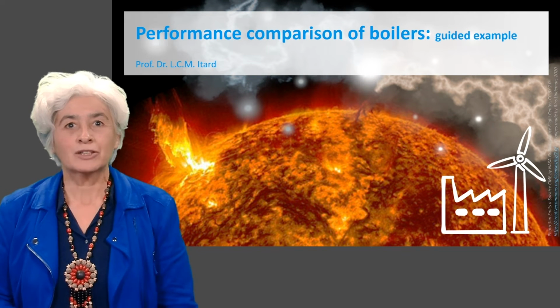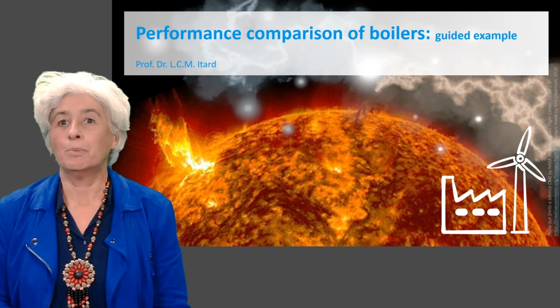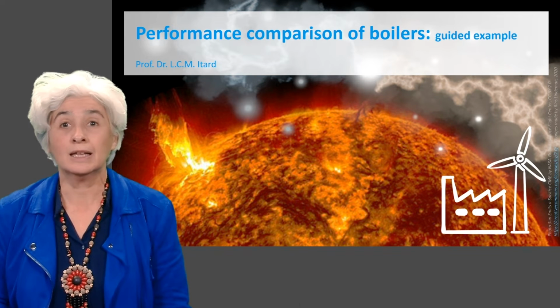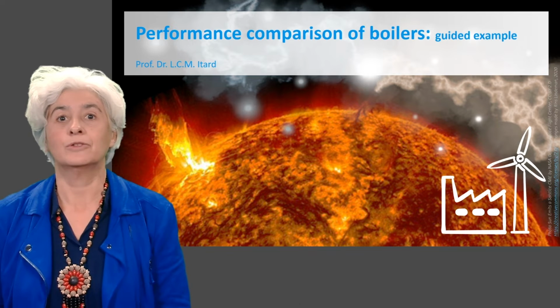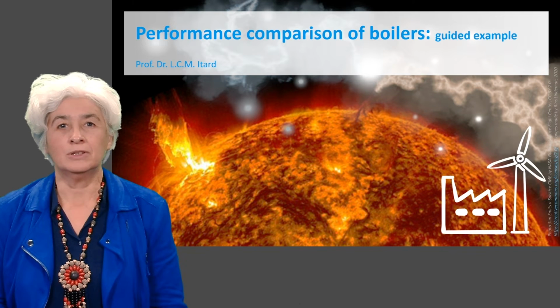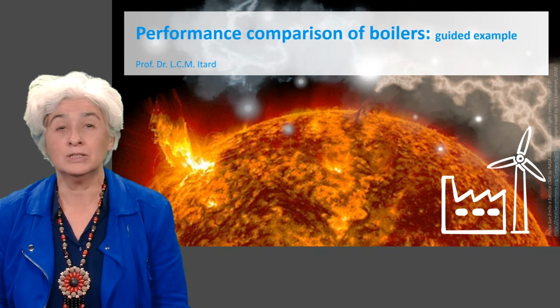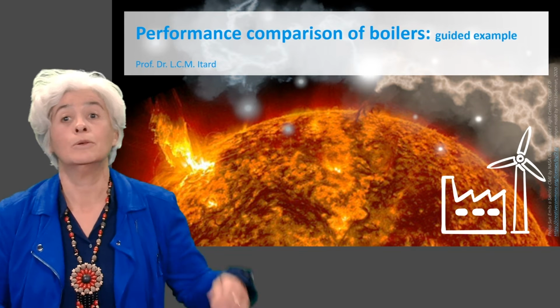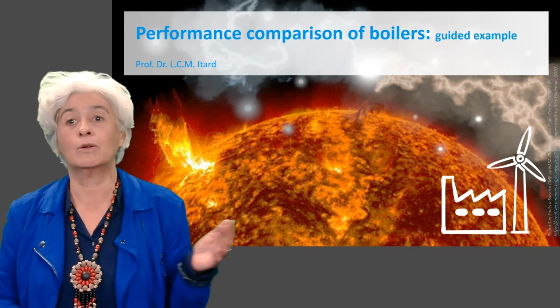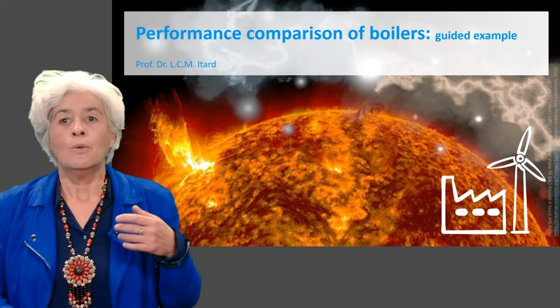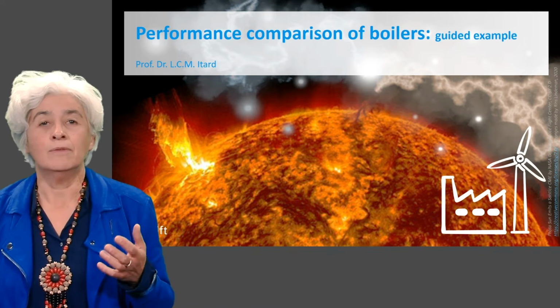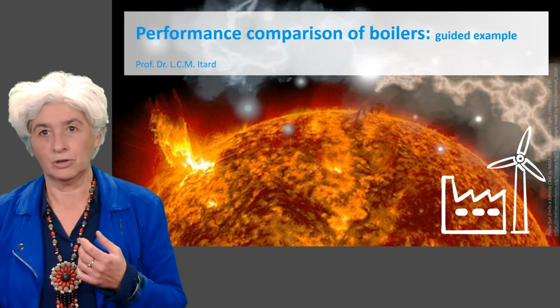On to this guided example on how to compare the performances of diverse electrical and combustion boilers. We have already studied the environmental performances in terms of primary energy, resource depletion, and CO2 equivalent emissions. We are now going to add investment and operational energy costs.